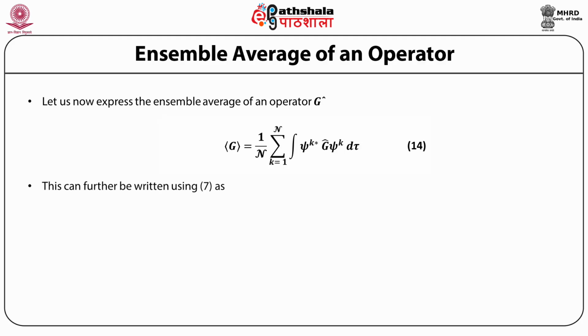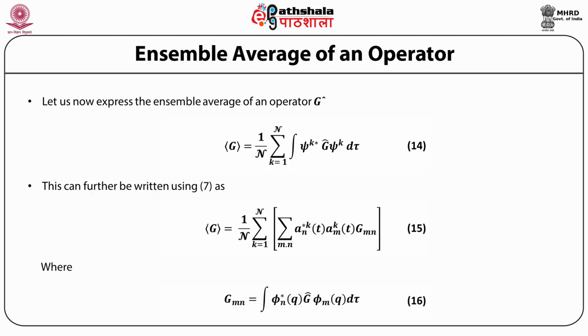This can further be written using equation 7 as equal to 1 upon the total number of identical systems in the ensemble N, multiplied by the summation over k equal to 1 to the total number of identical systems in the ensemble, of the summation over m and n of a_nk star(t) a_mk(t) multiplied by the matrix element of the operator G between the states m and n, where this matrix element is equal to the integral of phi_n star G operator phi_m d tau.